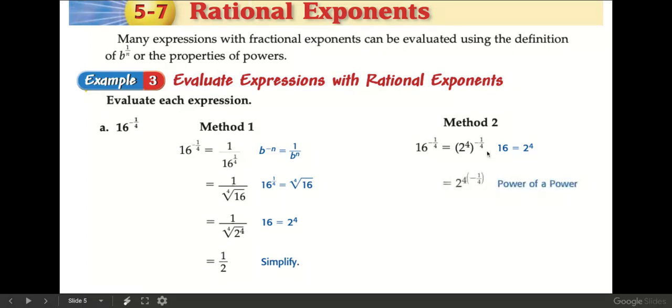If you remember your rules of exponents, this is a power to a power, so I would multiply these exponents. That would give me 2 to the negative 1 power. And again, since it's a negative exponent, it would go down here. It would be the reciprocal, so it would be 1 over 2. If you notice, it still gives me the same answer, just two different methods of approaching the problem.